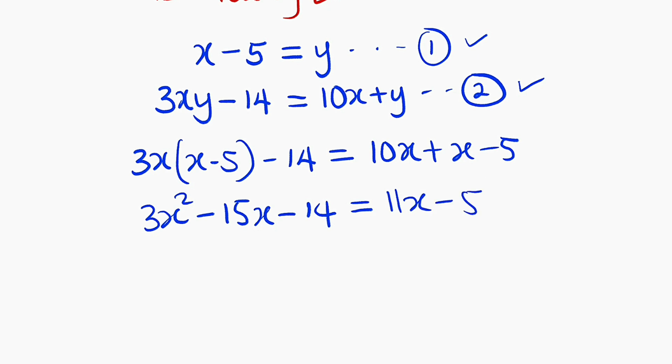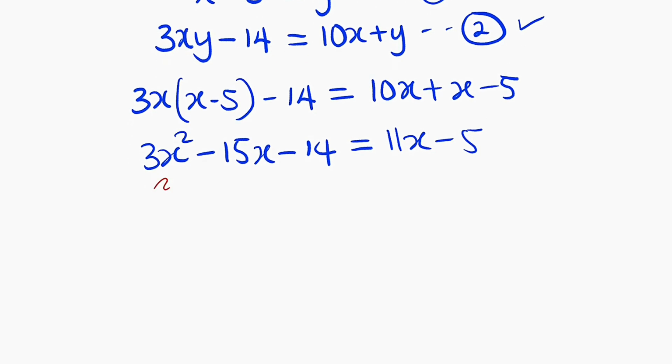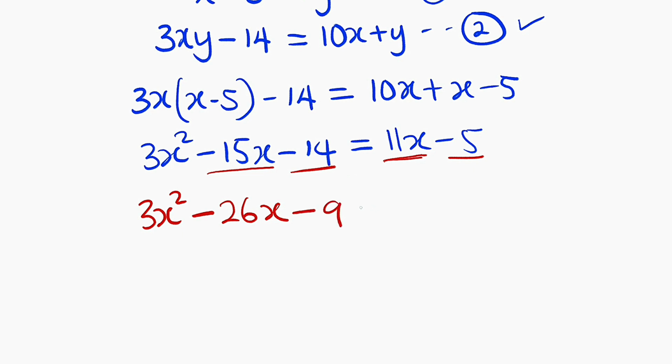Let us bring all terms to the left-hand side. We have 3x squared. If 11x crosses over, it becomes negative. We have negative 15x, negative 11x. That will give us negative 26x. Then we have negative 14. If negative 5 crosses over, it becomes positive. So we have negative 14 plus 5, which is negative 9. So we have negative 9 here. And to the right-hand side, we have 0.